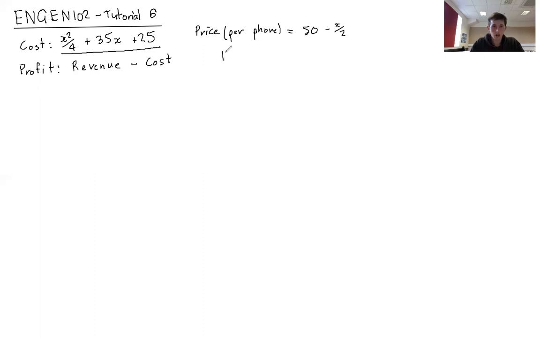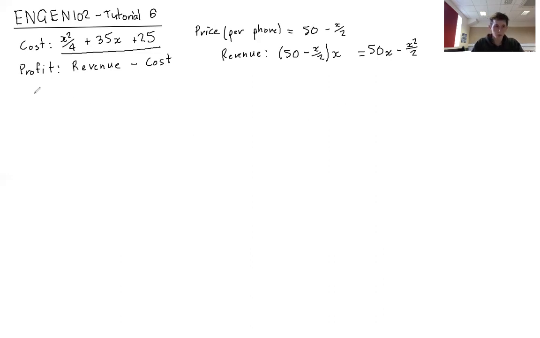So revenue is essentially the money you're getting in, and that's just going to be the price per phone, so 50 minus x on 2. This is the price we receive for each phone, and then we just need to multiply that by the number of phones we sell, which is just x. If we expand this, it's 50x minus x squared upon 2.